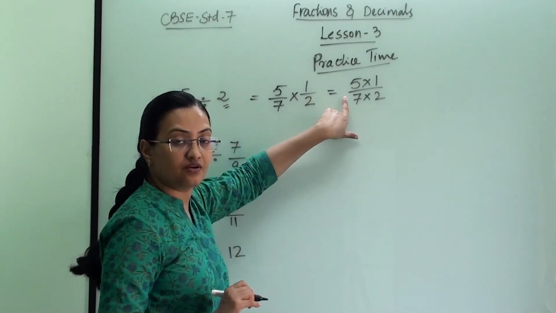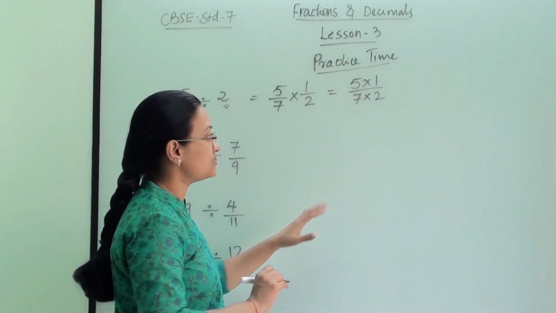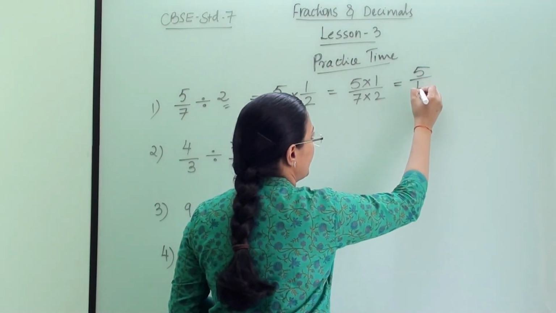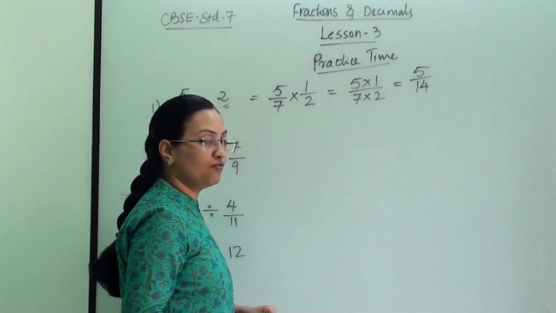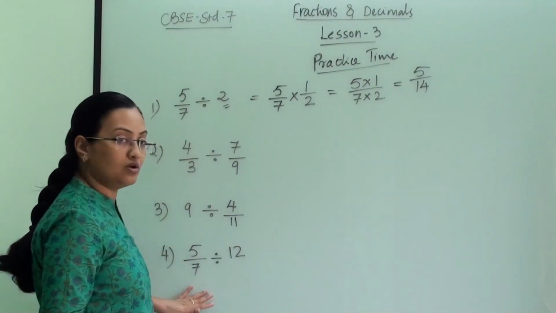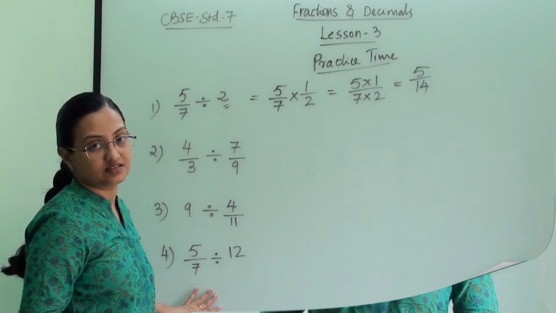At this step we have to check whether we can reduce anything or not. So we cannot reduce anything. So here 5 divided by 14 is our answer. Similarly, we can solve all these numericals like this.